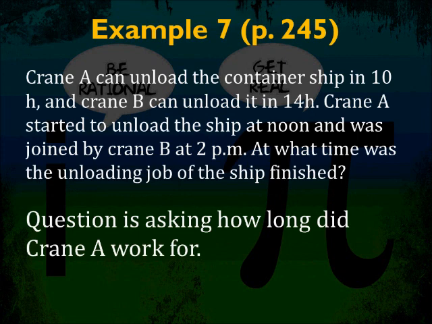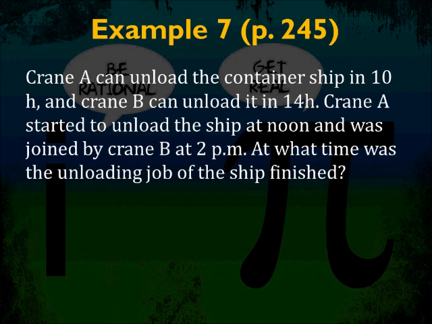Let's take a look at number 7. Crane A can unload the container ship in 10 hours, and Crane B can unload it in 14 hours. Crane A started to unload the ship at noon and was joined by Crane B at 2 o'clock. At what time was the unloading job of the ship finished? So you're basically looking to see how long did Crane A work for since it went first. So let's start defining some variables.